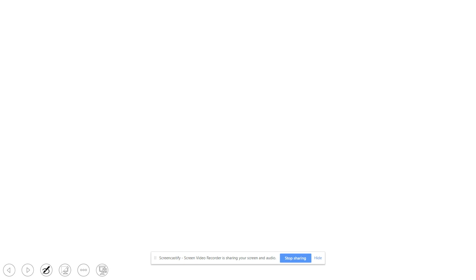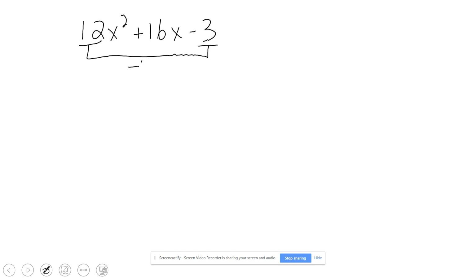All right, the last example that we're going to talk about today is at the top on the back. We have 12x squared plus 16x minus 3. 12, 16, and 3 do not have a common factor, so I can't reduce anything. 12 times negative 3 is negative 36. So we need two numbers or factors of negative 36 that add to positive 16. And those two numbers are going to be 18 and negative 2. A positive 18 times a negative 2 is a negative 36. 18 plus negative 2 is positive 16.